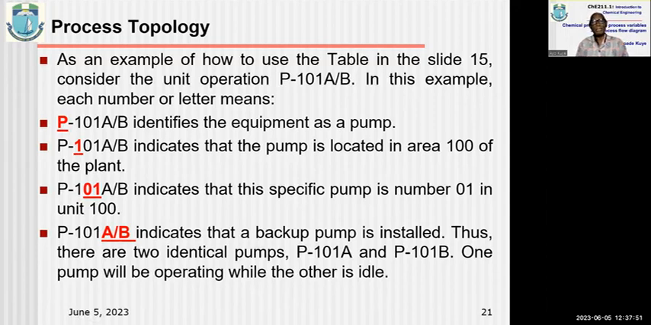If you have P101 A stroke B, the P there is indicating that it is a pump. The 1 is indicating that that pump is located in area 100, and 01 is indicating that the specific pump number is 01 in unit 100. And A and B means that there are 2 pumps installed. 2 identical pumps are installed, but at any point in time, one will be operational while the other one will be idle.